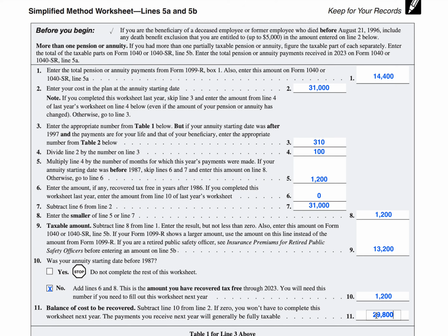So there's a decent amount of information here, but you can look at the step-by-step guidance in IRS Publication 575. You can also take a look at this form instruction. It's in the instructions for IRS Form 1040. You can read a little bit about the background information, particularly as it pertains to public safety officers.